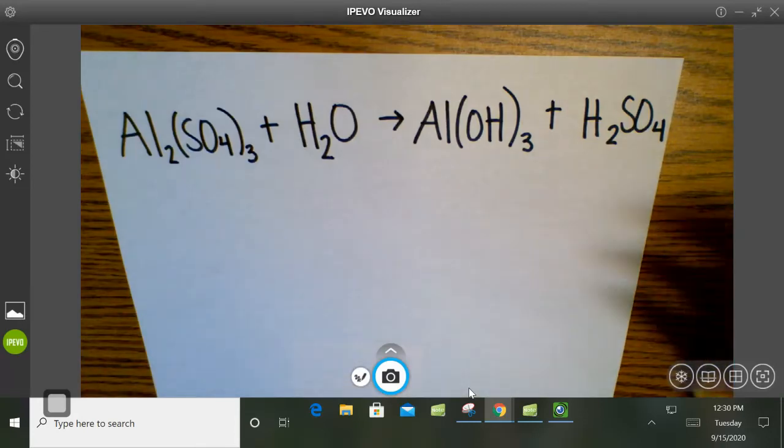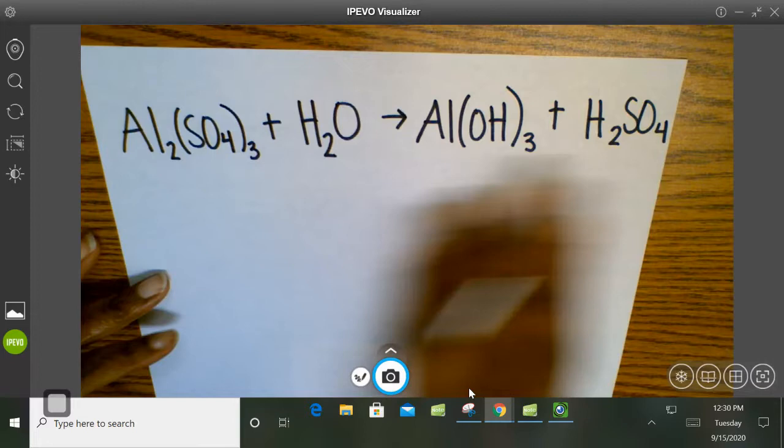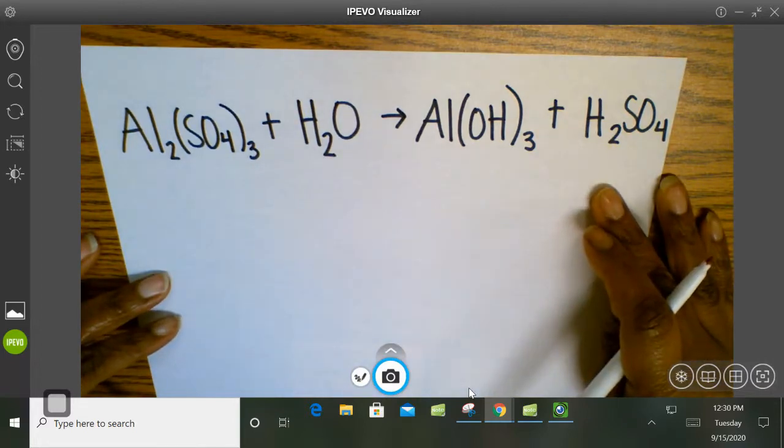Right, hello everyone. Let's look at another method for balancing chemical equations. I'm going to call this one the algebraic method. And so let's get started. All right, so I have my unbalanced chemical equation written right here.